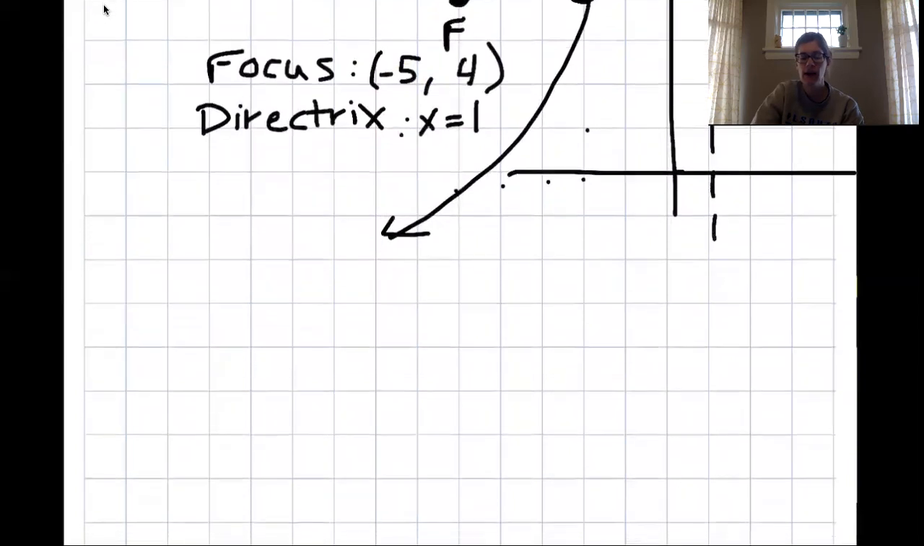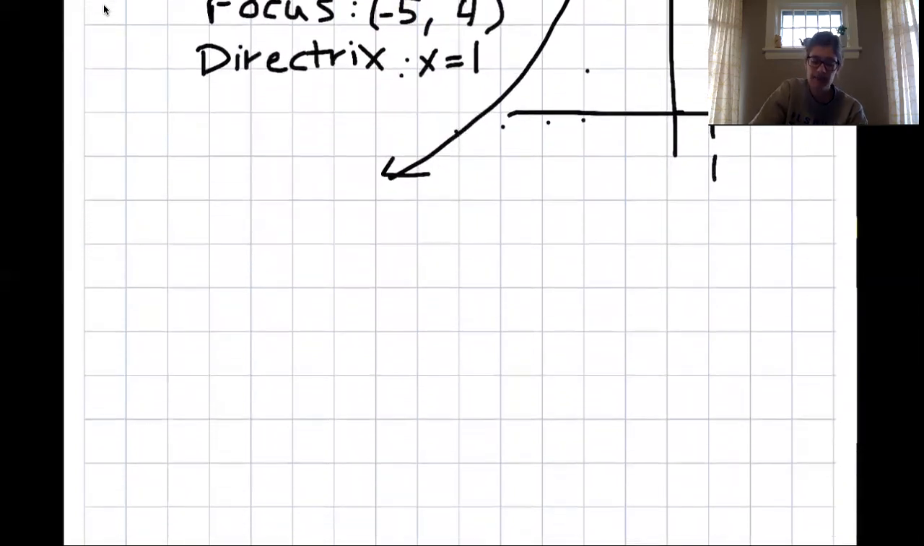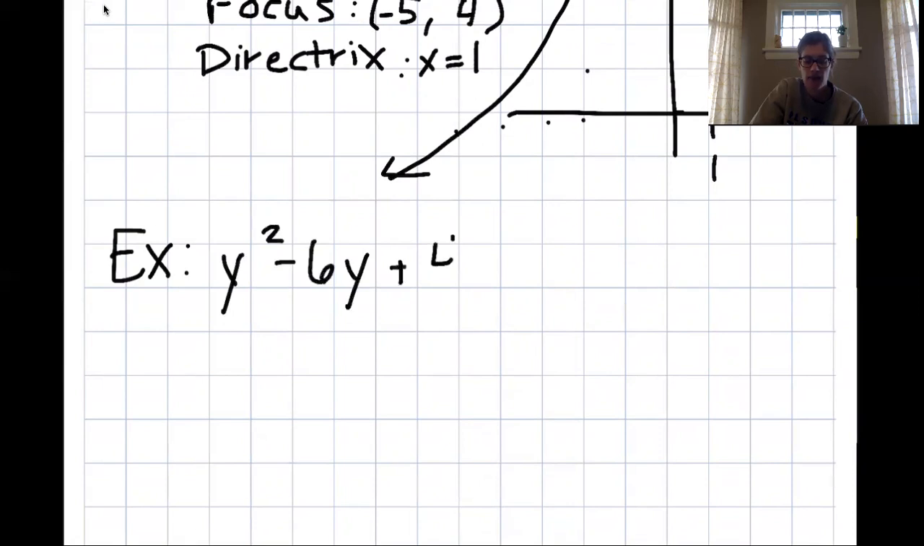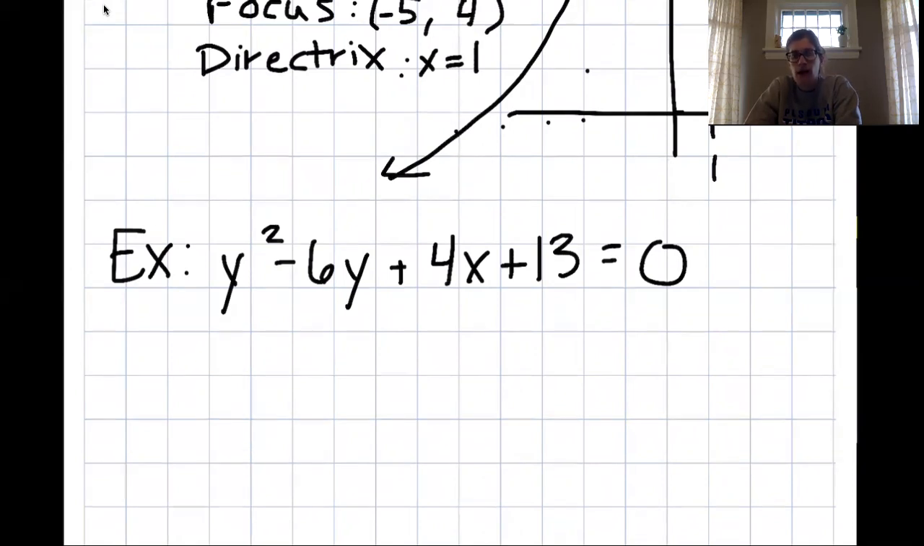All right, I'm going to do one last example with you guys. And that's going to be one of those where we have to rewrite. So I'm going to give us y squared minus 6y plus 4x plus 13 equals 0. When I'm looking at this equation, I can tell that it's going to be a parabola because as I look at all the different terms, I only have one term that's squared. And in this case, it's a y squared.